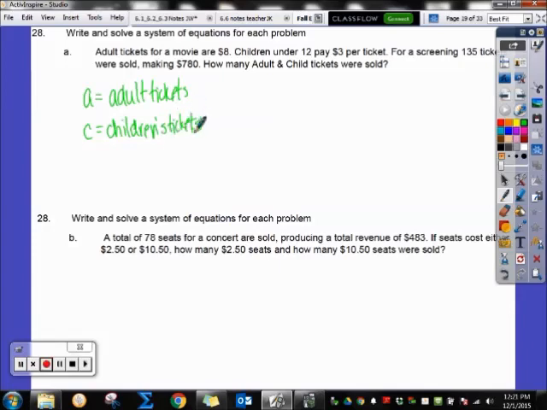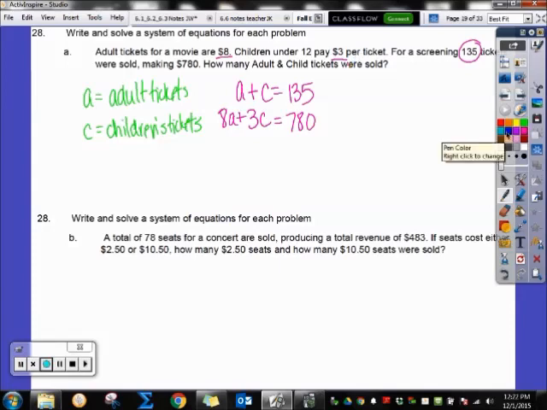Now, in this one, we have a quantity and we have a value. So the number of total tickets that were sold is 135. So we know the number of adult tickets plus the number of children's tickets has to equal 135. Then if we add a value, so we know that they totaled $780, but now instead of just A plus C, we have to put the value with them. So the adult tickets were $8. So 8 times the adult tickets plus 3 times the children's tickets would equal 780. So now this sets up for elimination.